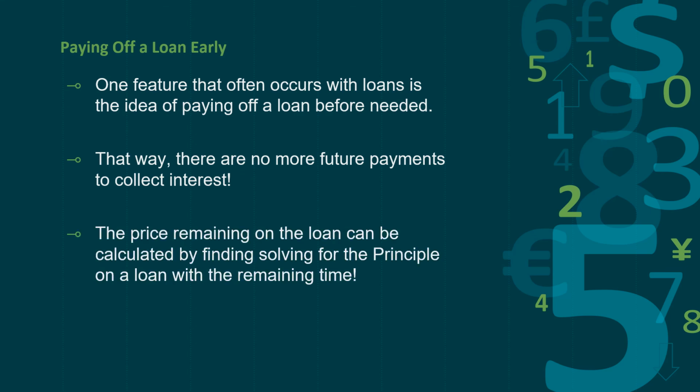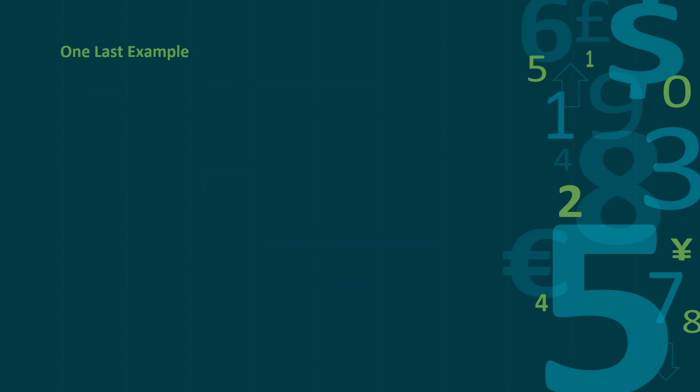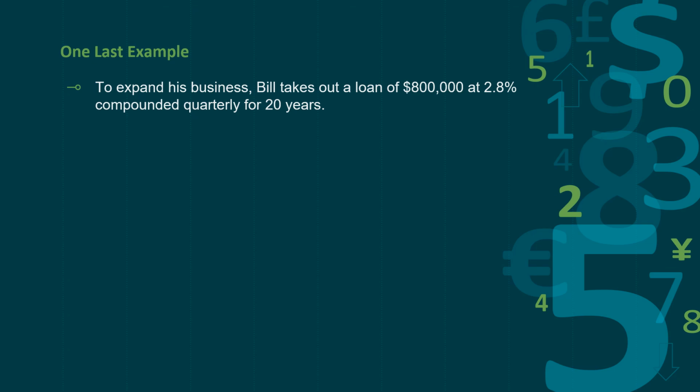The price remaining can be solved by finding out how much would happen if you had a shorter loan for the amount of money with the same kind of monthly payment. I'll explain. I promise. It's a little weird. So we'll have one more example and then we'll be done. This is a tricky one though, so be aware.